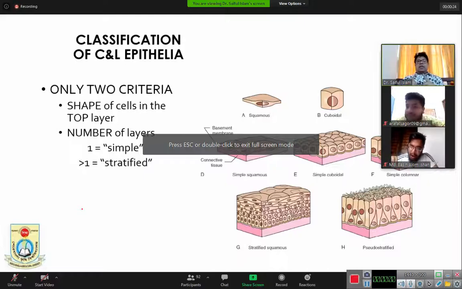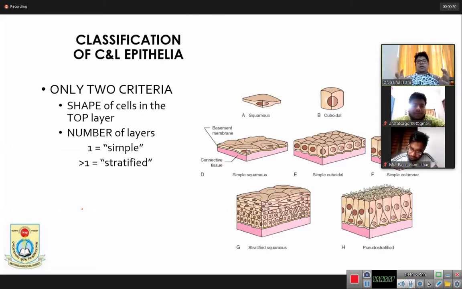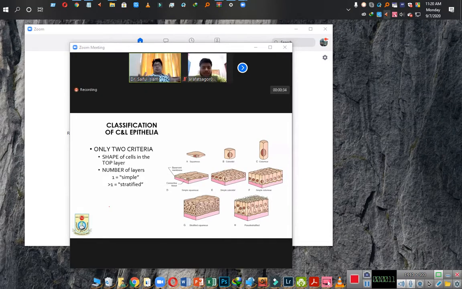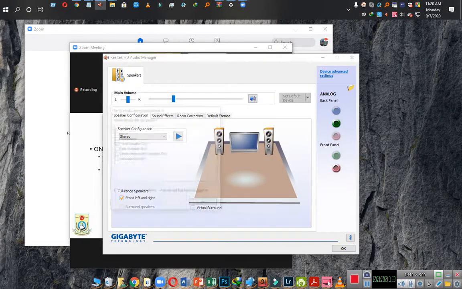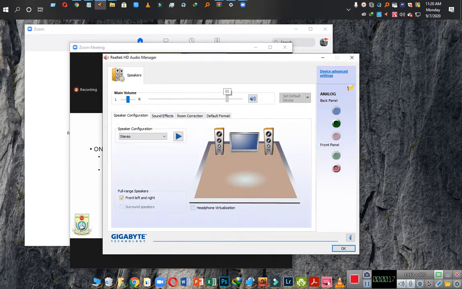So basically, in our body, the tissues are all 3D in shape. I mean, they have length, breadth, and height. But you will see a 2D structure, I mean a 2D section of a 3-dimensional structure.